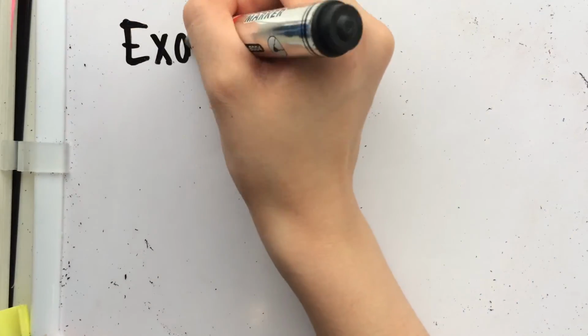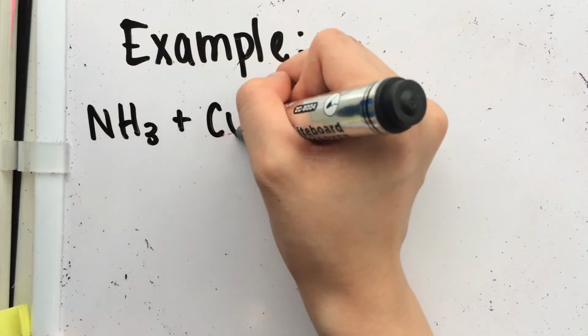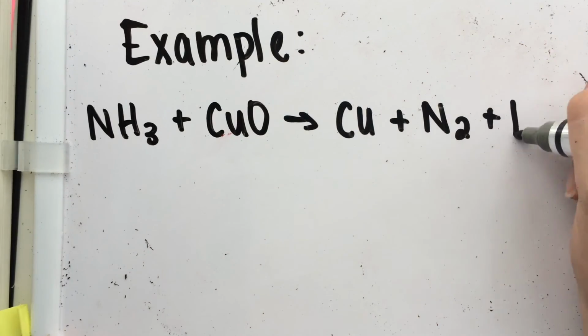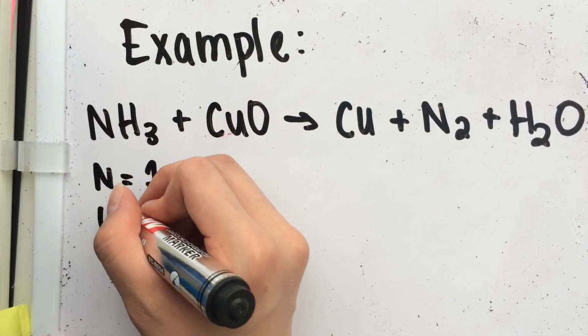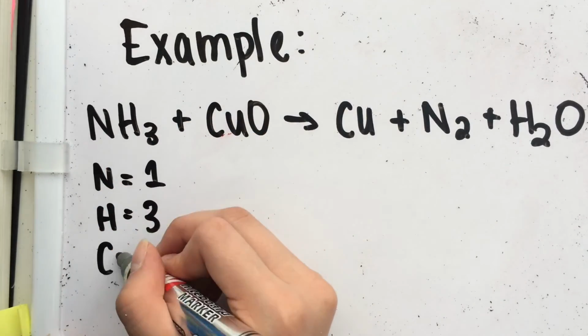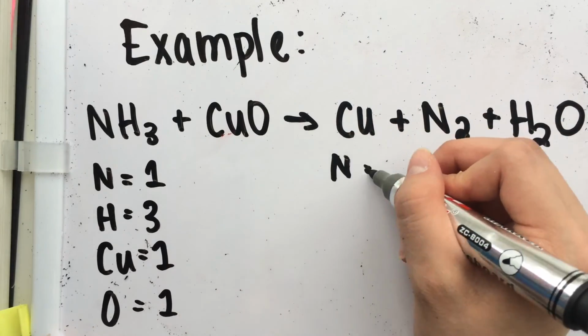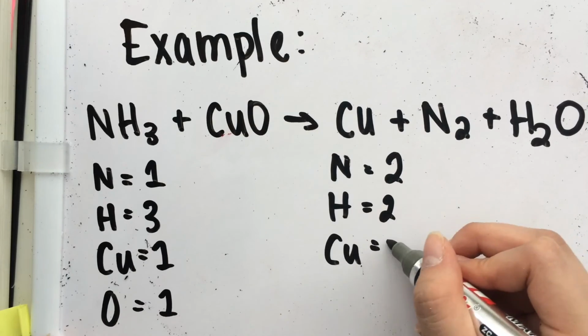Now let's take a look at another example. NH3 plus CuO. Here we have 1 nitrogen atom, 3 hydrogen atoms, and 1 copper atom and 1 oxygen atom on the reactant side. On the product side, we have 2 nitrogen atoms, 2 hydrogen atoms, and 1 copper atom and 1 oxygen atom.